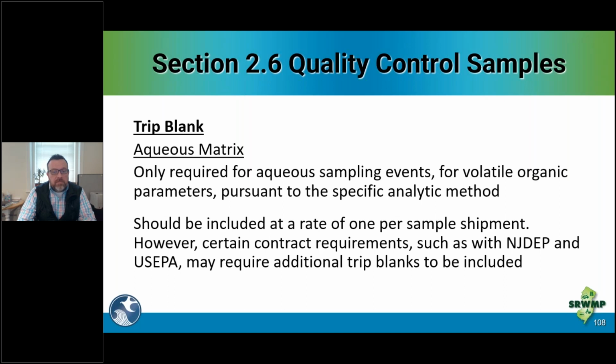For aqueous matrix trip blanks, they are only required when the aqueous sampling events include volatile organic parameters pursuant to the specific analytical method. It should be included at a rate of 1 per sample shipment. However, certain contract requirements, such as the NJDEP or US EPA, may require additional trip blanks to be included.